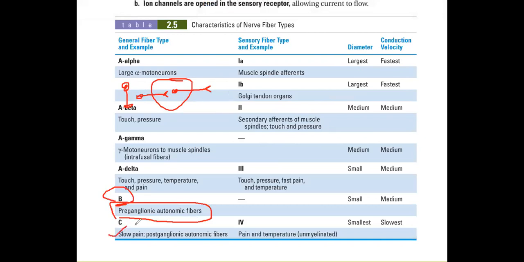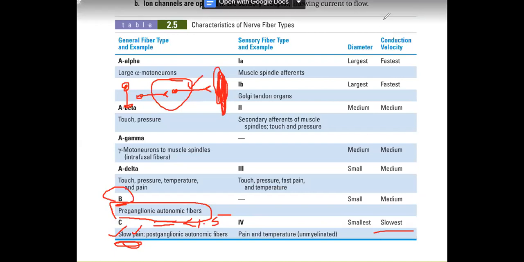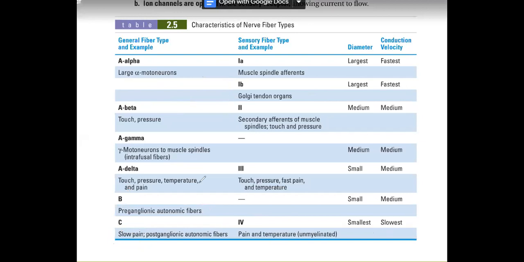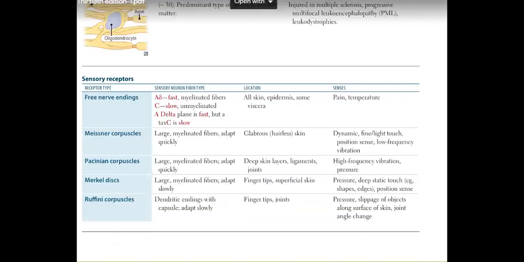Now when it comes to C, they have the smallest diameter, less than 1.5, and thus the conduction is the slowest. So the slow pain and postganglionic autonomic fibers, they are responsible for slow pain, and postganglionic means we are talking about this fiber. So now we are going to the effector level. It is essential to understand this picture. And now I'll take you to this picture from your First Aid book.